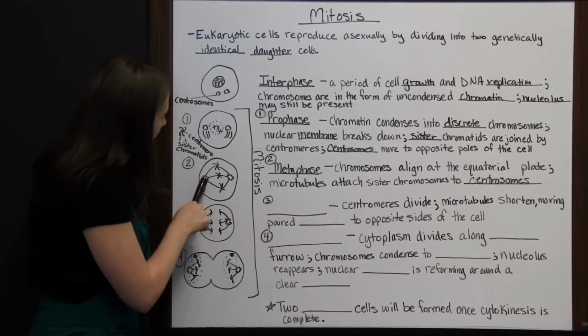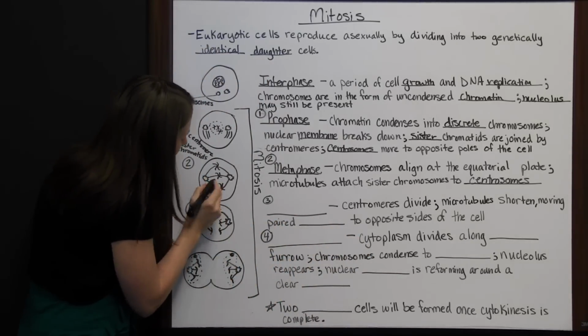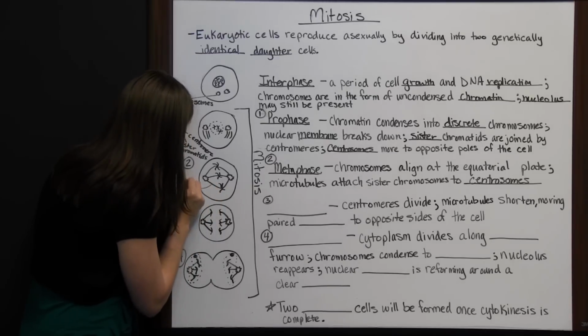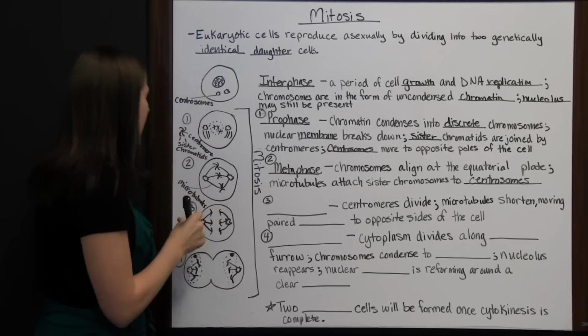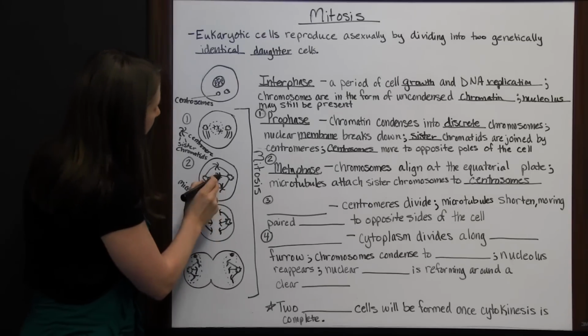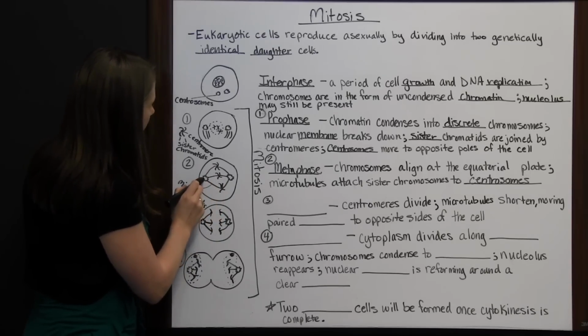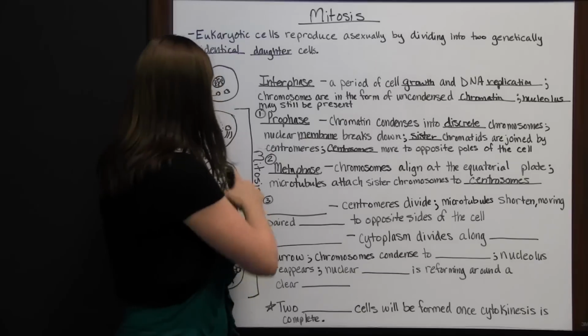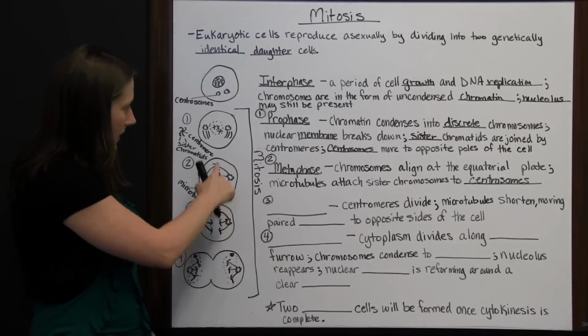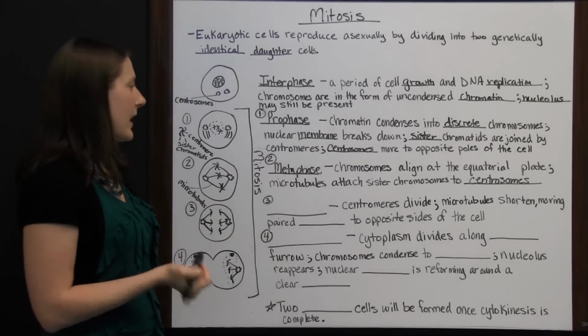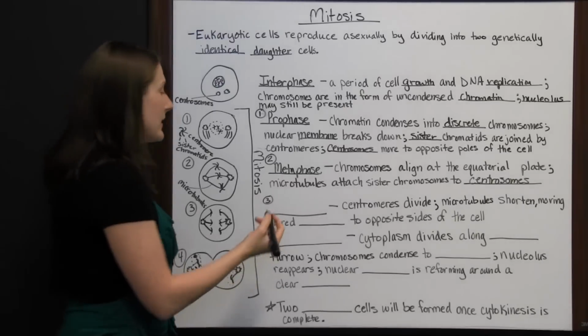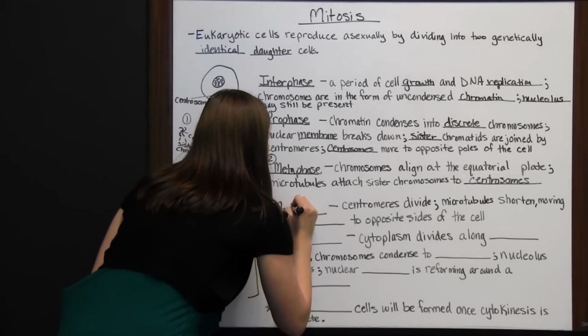So you've got your centrosomes, and these are your microtubules that are attaching the chromosomes to the centrosomes. They've lined them all up along this equatorial plate. And now we're ready to move on to the next stage of mitosis, anaphase.